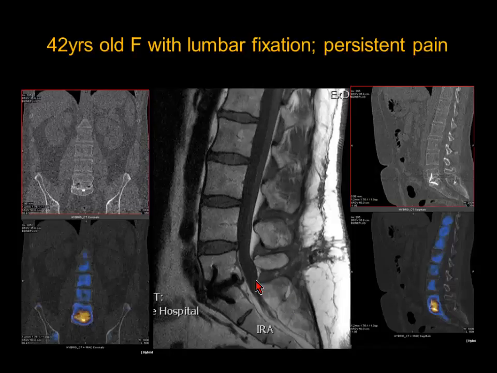I haven't said how many months or years after fixation, so it's probably 2 years, 3 years after fixation. All these cases are probably more than 2 years. They've gone through the acute phase, because during the acute phase this could be post-inflammatory, so you can't.